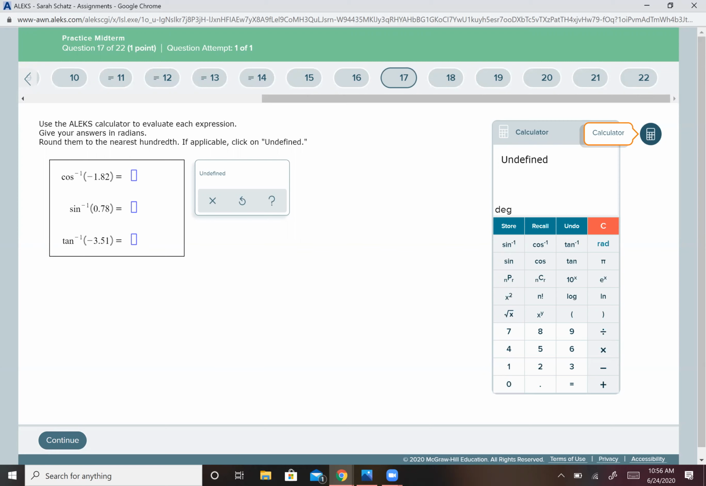Well, because remember, what is this asking? It's asking us, hey, where is there an angle where the cosine is negative 1.82? Well, you guys, the cosine is never negative 1.82. We just saw from graphing that cosine can only take on values between 1 and negative 1. So if you're asking me to find an angle where the cosine is less than negative 1, that doesn't exist. So that's why you're getting undefined. So if you put it in your calculator correctly and you get undefined, just say it's undefined because it's probably right. Let's do the next one.